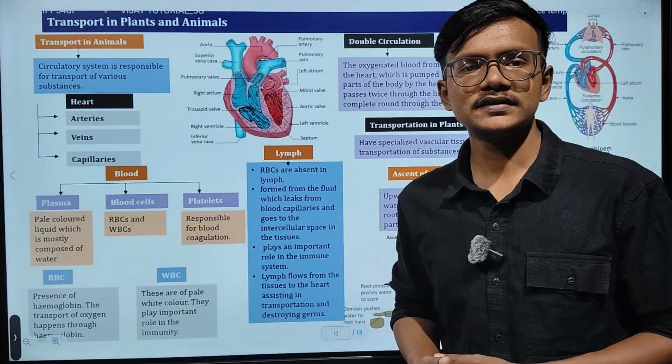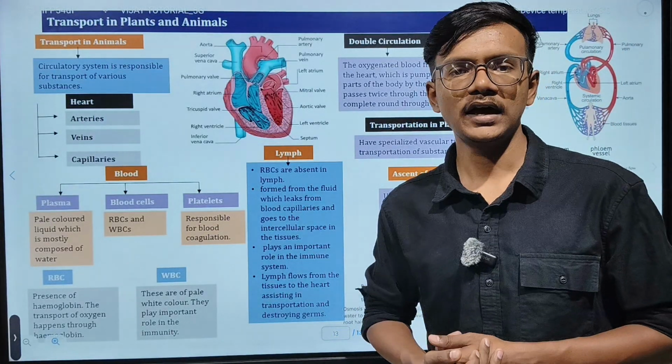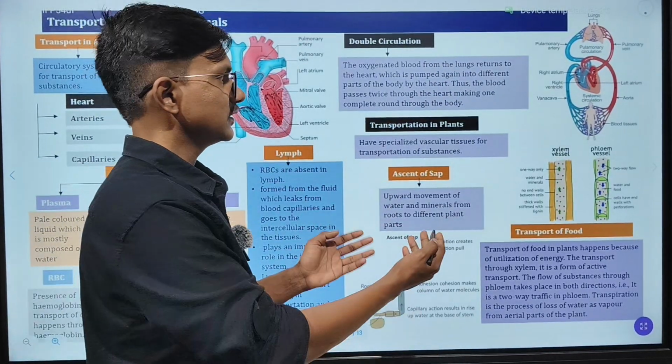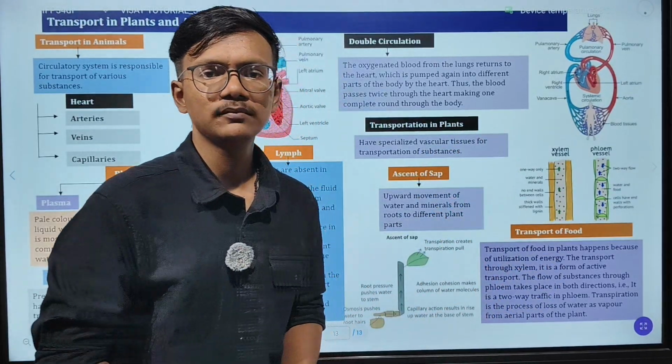So this is your complete chart about the transportation in plants. This is the complete transportation in plant. This is the chart of the transportation in plant.